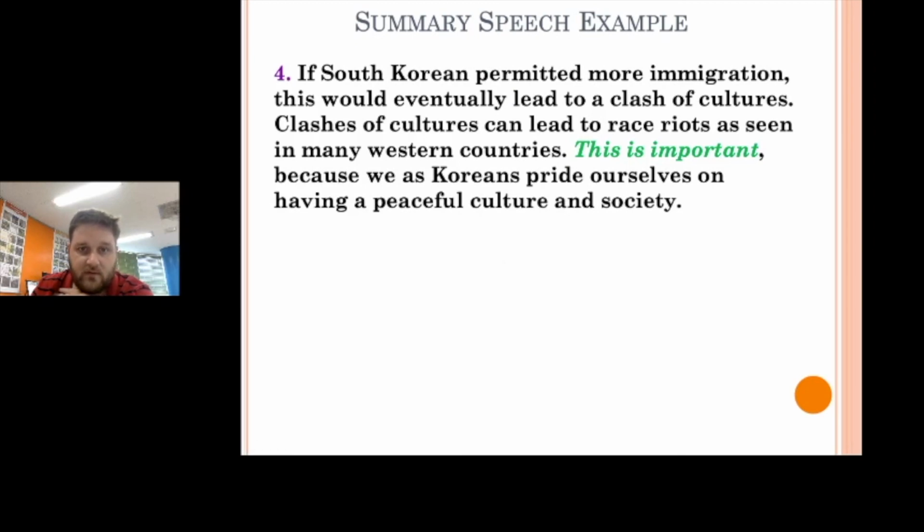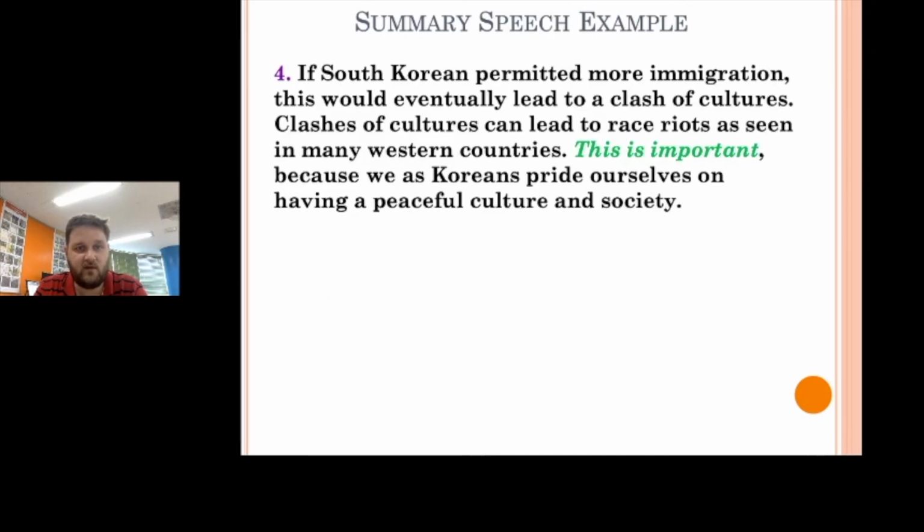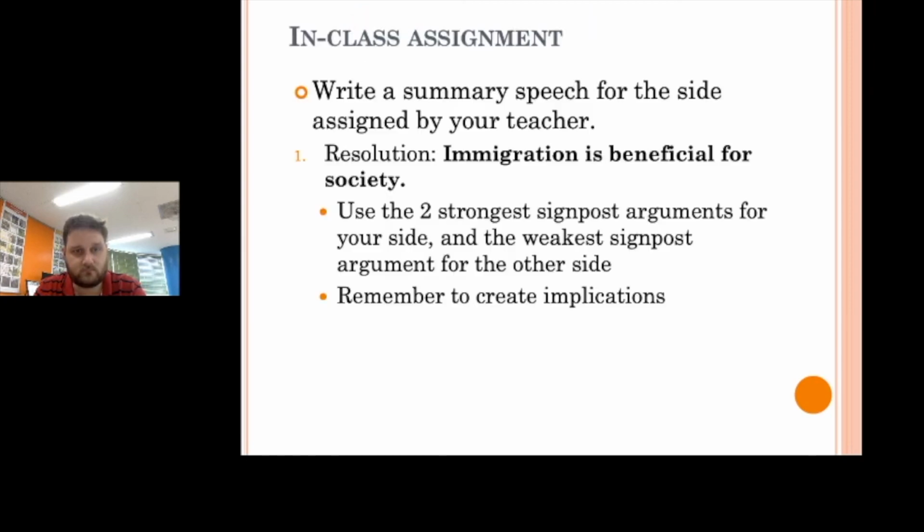So if South Korea permitted more immigration, this would eventually lead to a clash of cultures. Clashes of cultures can lead to race riots, as seen in many Western countries. This is important because we, as Koreans, pride ourselves on having a peaceful culture and society. So yeah, this is just an example.